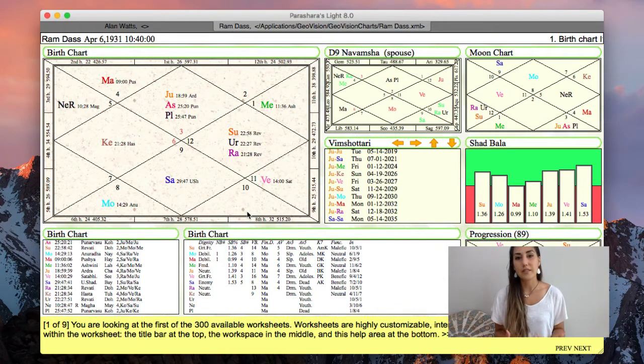And so this is a North Indian chart, and the way that you read a North Indian chart is, of course, counterclockwise. But let's just take Jupiter, for example. It's going to aspect 7 houses from itself. 1, 2, 3, 4, 5, 6, 7. So his Jupiter is aspecting the 7th house.